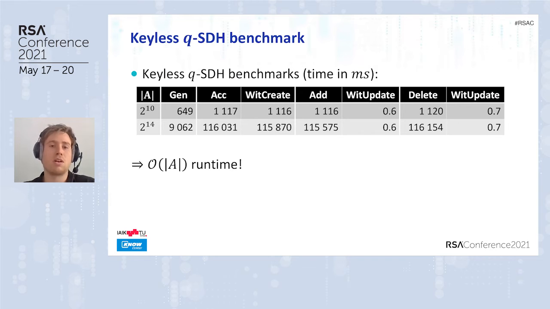As a baseline, I want to talk about benchmarks of the standard QSDH accumulator without having access to the secret trapdoor. And I want to give you timings for the initial accumulation, for creating a witness, also updating the accumulator after we added or deleted an element, and also updating the witnesses of the elements. And I give you timings for two different set sizes, 2 to the power of 10 and 2 to the power of 14. And one can clearly see here in these benchmarks that the update algorithms, so updating the accumulator after elements get added or removed, and also creating witnesses, have the same runtime as the initial accumulation. And also this runtime is very slow. So for 2 to the power of 14 elements in our set, this runtime is already more than 100 seconds, which is very, very slow.